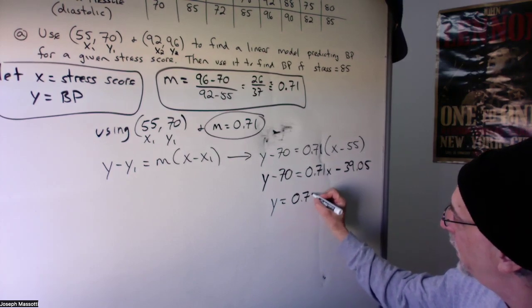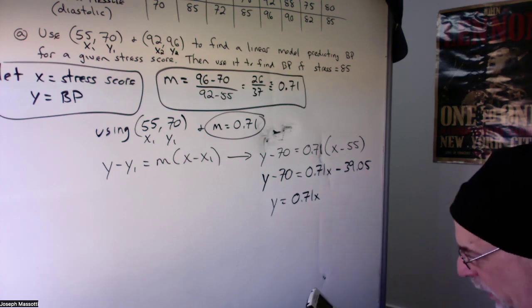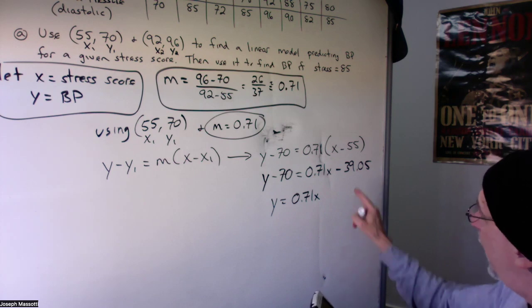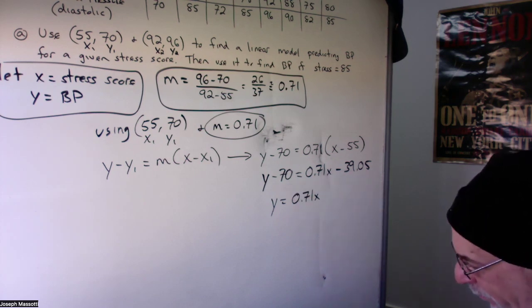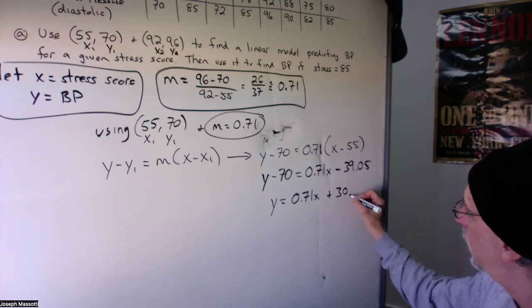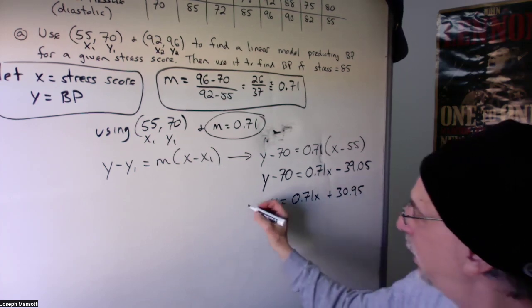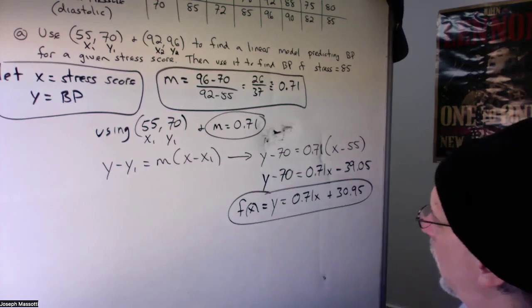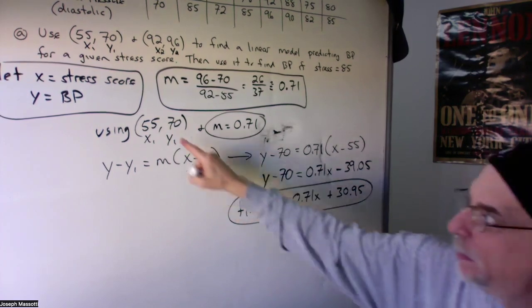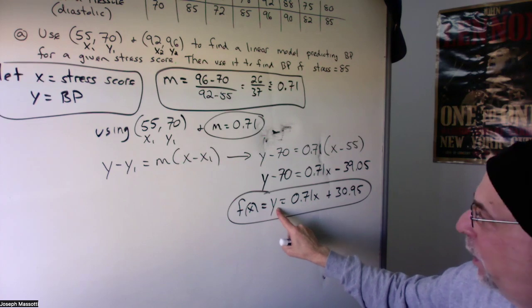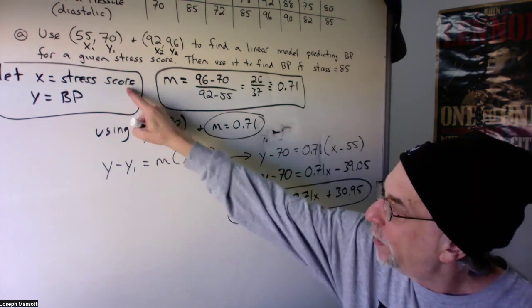Then I'm going to add 70 to both sides to finish it off. So I get 0.71x and negative 39.05 plus 70 is going to be 30.95. So that's my f of x. Right? That's going to be my linear model to predict the blood pressure, diastolic blood pressure, given a stress score of x.